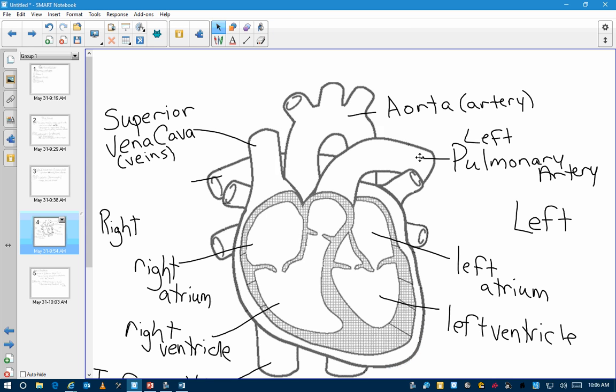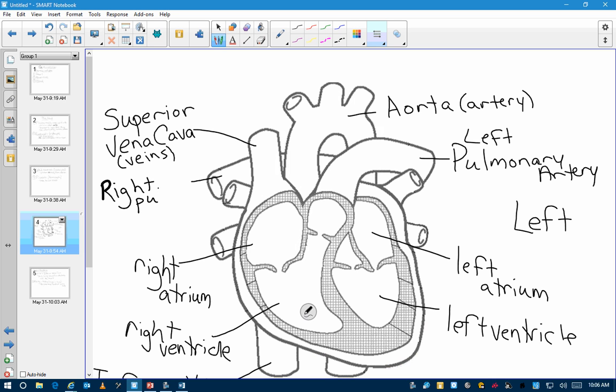Let me get rid of this just to avoid confusion. So as we talk about how this works, it might make more sense, so try not to stress yet. We're just labeling, okay? Oh, it always does that. Stop it. Okay. Right pulmonary artery. That's supposed to be an O, sorry about that.